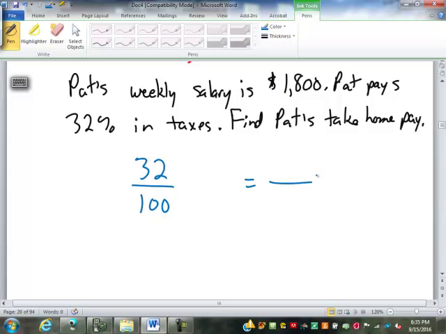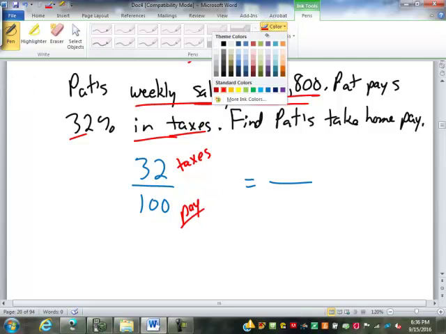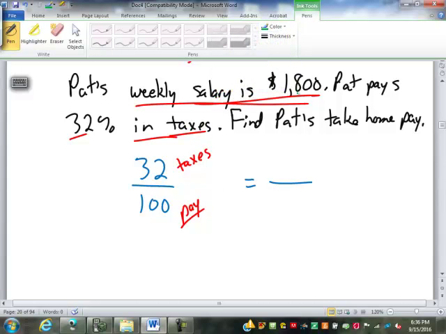Again, before we fill in the rest of this, let's label the 32. What does the 32 represent? Percent, it's the taxes, right? So 32% is the taxes. That's what Pat pays in taxes. What does the 100 represent? His weekly salary, or total pay, right? Do we have any other numbers that represent either one of those? Weekly salary, his total pay is $1,800. So now we can find the amount he pays in taxes.